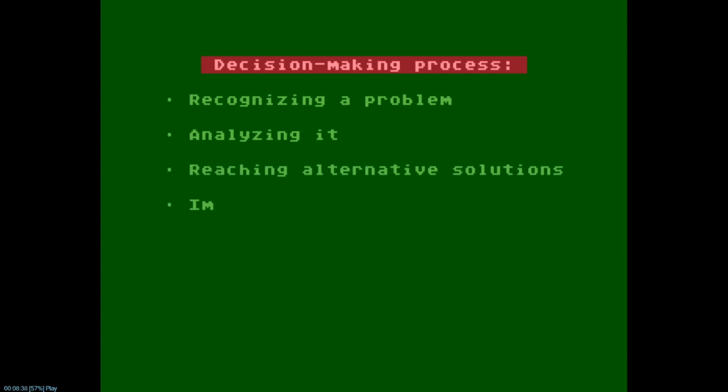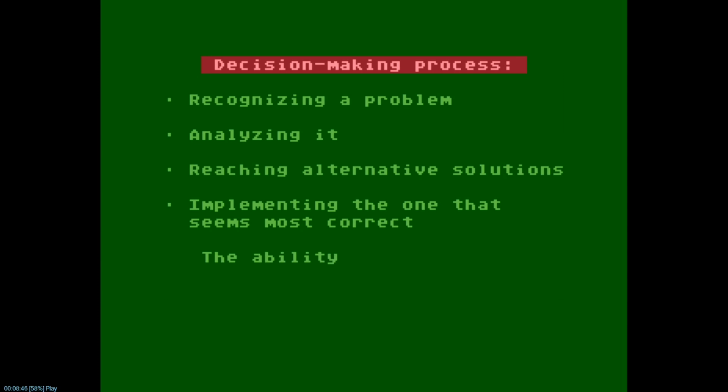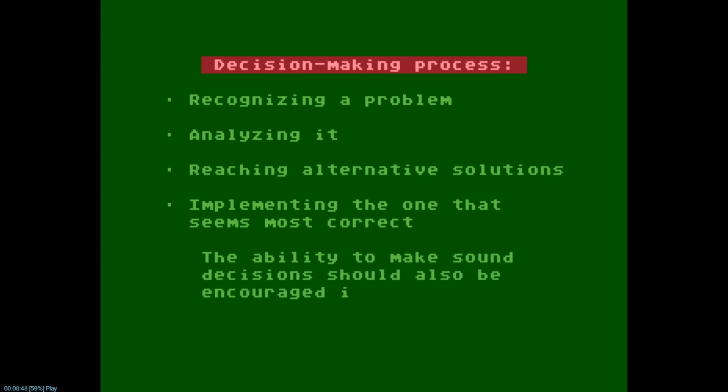The second important process is the decision-making process. Basically, the decision-making process is a matter of recognizing the existence of a problem, analyzing it, reaching alternative solutions, and then implementing the one that seems most correct. It is involved in every phase of the supervisor's activity. The ability to make sound decisions should also be encouraged in all employees.